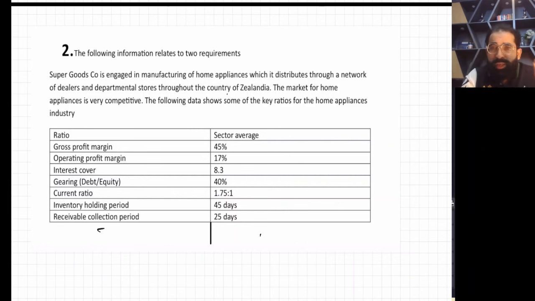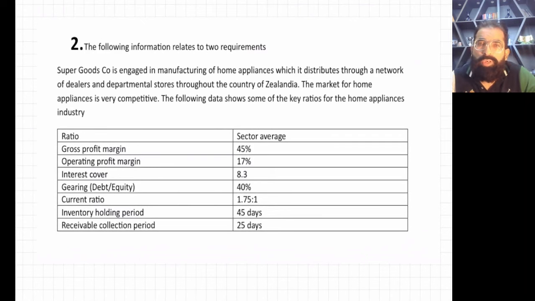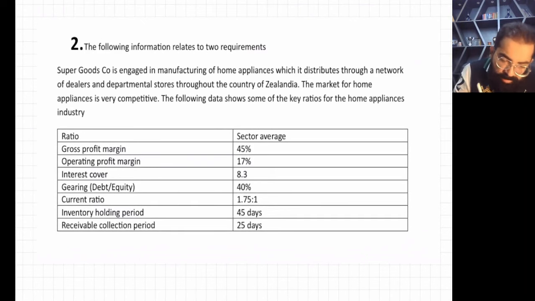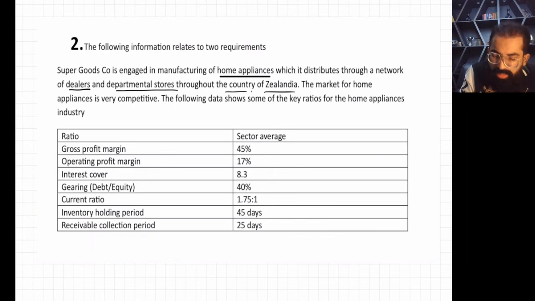The name of the question is Super Goods. Super Goods company is engaged in manufacturing of home appliances, which it distributes through a network of dealers and departmental stores throughout the country of Zealandia. The market for home appliances is very competitive. A lot of competition is there. The following data shows some of the key ratios. Right now they have given you the industry average, the sector average. We call it industry average.